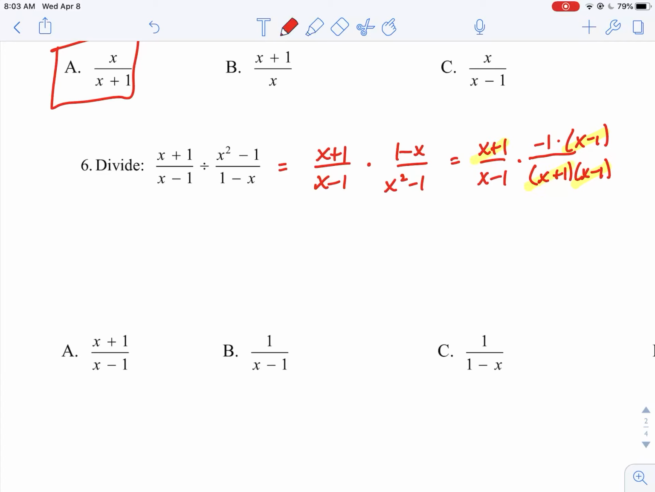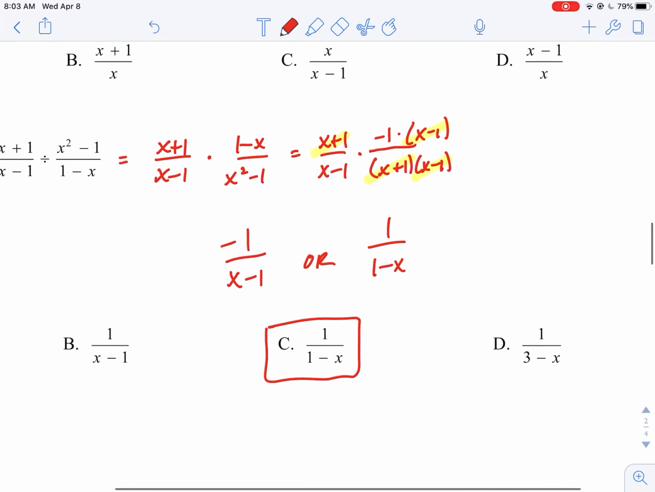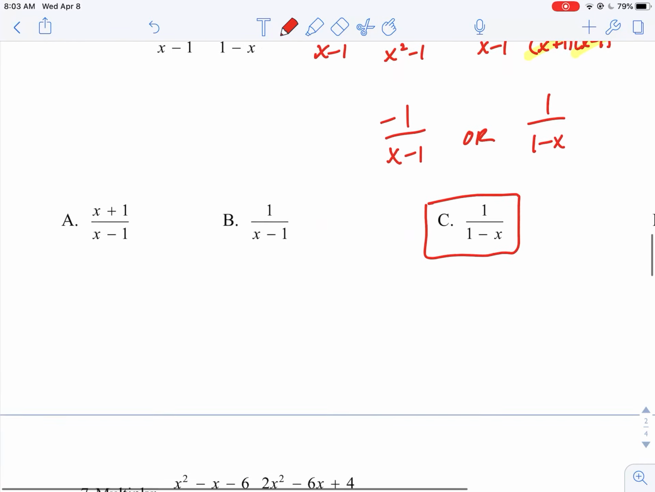And it looks like what I'm left with then is a -1 over x minus 1. That's one way to write the answer. A different way would be to write it out as 1 over 1 minus x. And either one of those forms would be appropriate. And that actually is the answer that we have here for C. Okay. So let's keep moving then if we can.